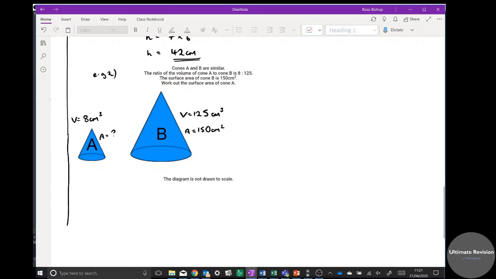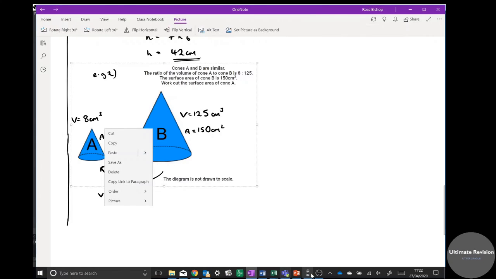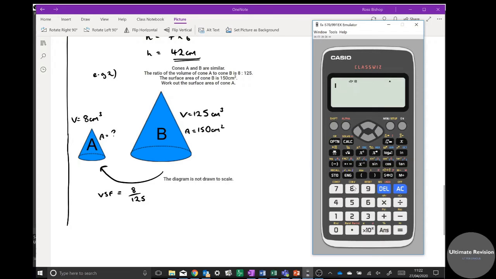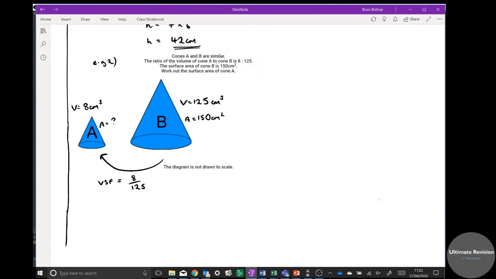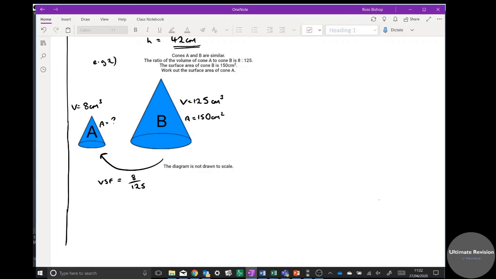So what I really need to do is, I'm going from B to A because I need to work out the area of A. So from B to A, the volume scale factor, they're the ones I've got the comparison to, is 8 over 125. Just see if that does simplify a little bit. I don't think it will do. 8 divided by 125, no, it just stays as a fraction, that's fine. Now, I can't go straight to the area scale factor, which is what I'm looking for, but I can go via the length scale factor.